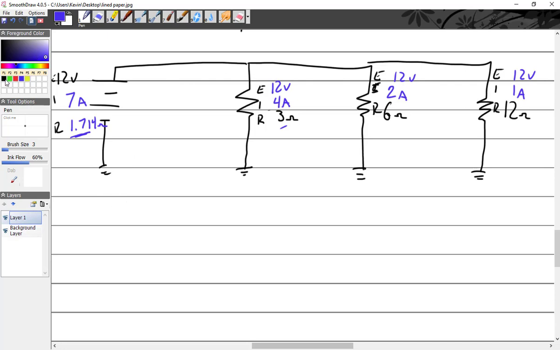So you just divvied out the 7 amps between the 3 resistors? Well, yes, I did, but I did it mathematically. I didn't know the 4 amps, so I just used E = IR, and I wanted to know I, so I did 12 divided by 3 equals 4. 12 divided by 6 is 2, and 12 divided by 12 is 1. Then I can look at it backwards. 1 plus 2 plus 4 is 7.